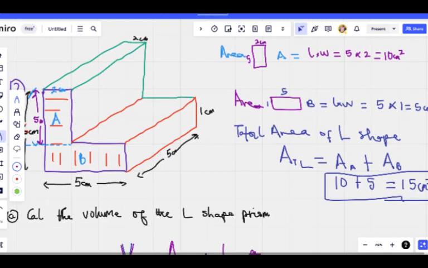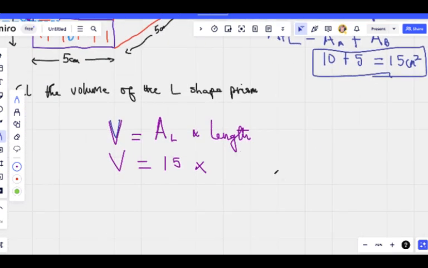So we will multiply this 5 centimeters by the area we got here. You know the area we got here from this cross section? The area of this cross section multiplied by this length, you get the volume of the prism. So we say multiply by 5. Okay. The volume is equals to 15 times 5. So 15 times 5 we get what? 75, right? We get 75 centimeter cube as the volume of the prism.